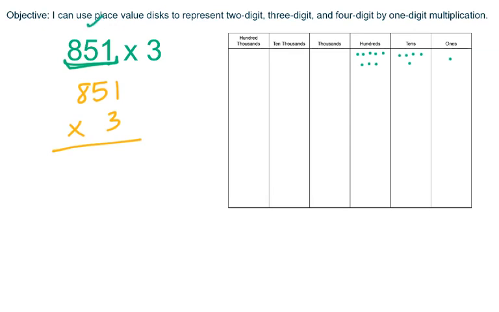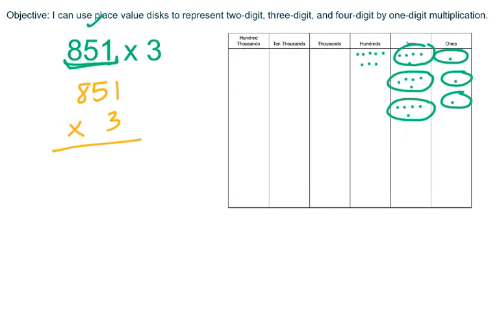Now I need to multiply by 3. So I'm going to have 3 groups of everything. So I'm going to have 3 groups of 1. So that's 1, 2, 3. I'm going to have 3 groups of 5. So that's 1, 2, 3, 4, 5, and 3. And finally, I had 8 in this group, so I've got 1, 2, 3, 4, 5, 6, 7, 8, and 3. Okay. I'm almost done with my chart.